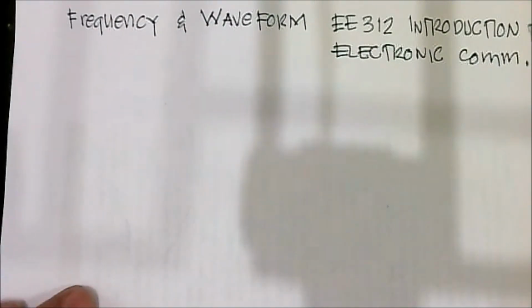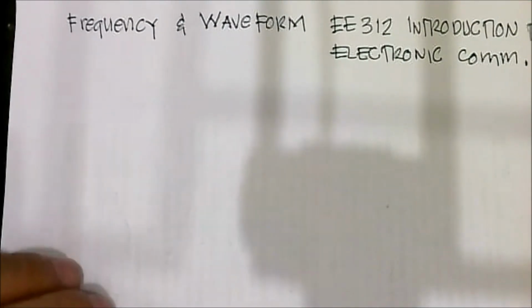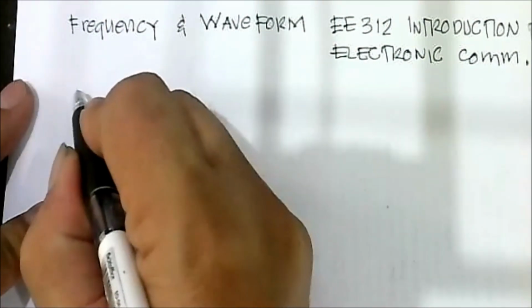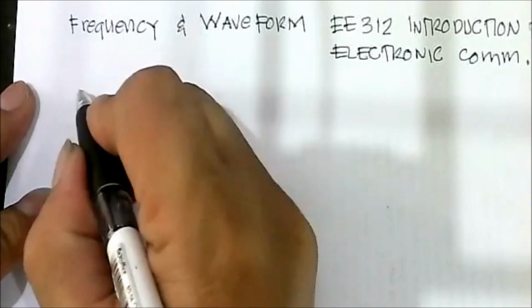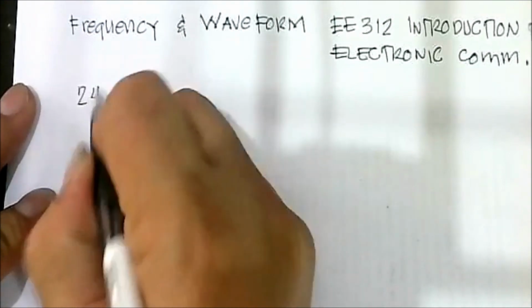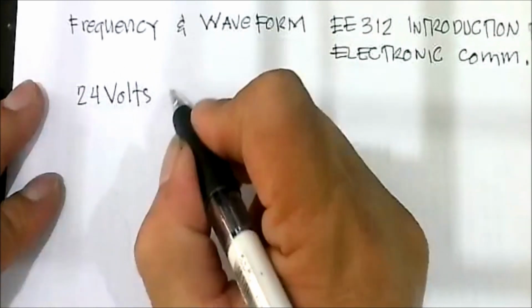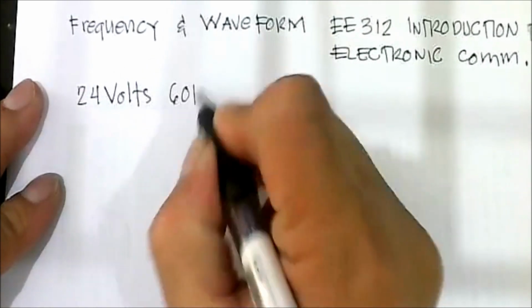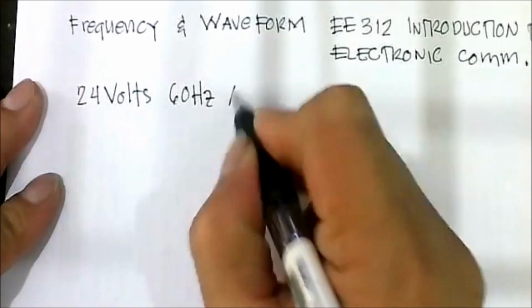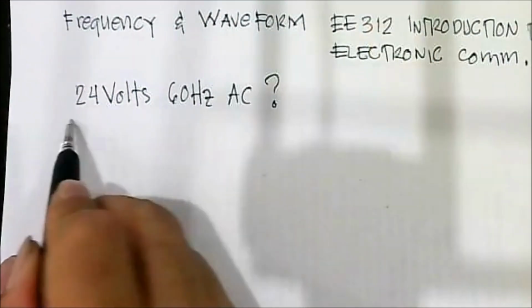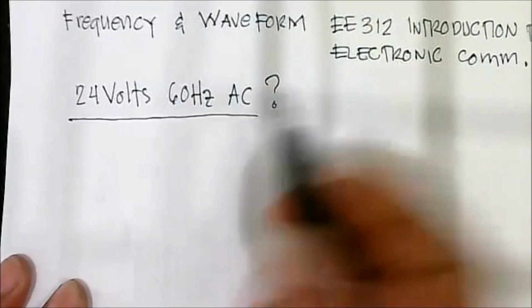Let's say you have an example: what do we mean by 24 volts, 60 hertz AC? So let's discuss this question.